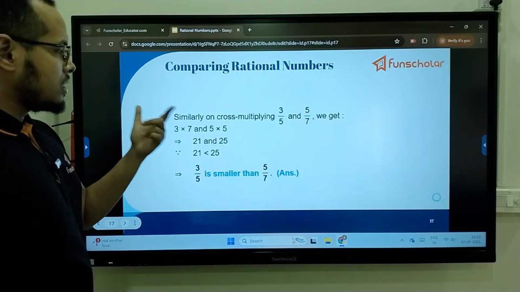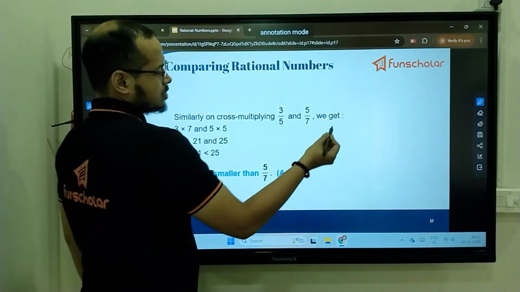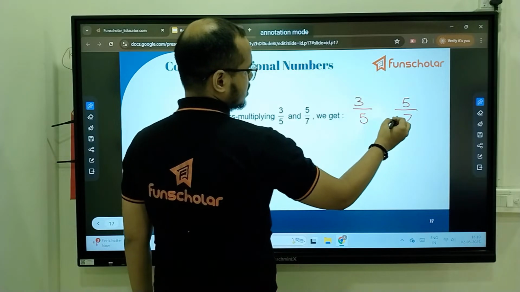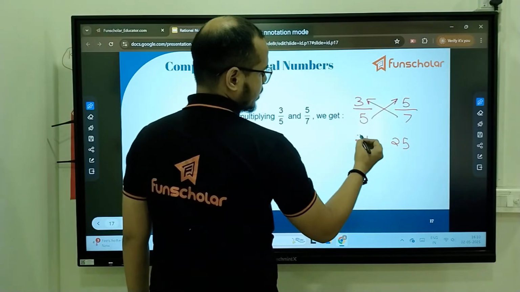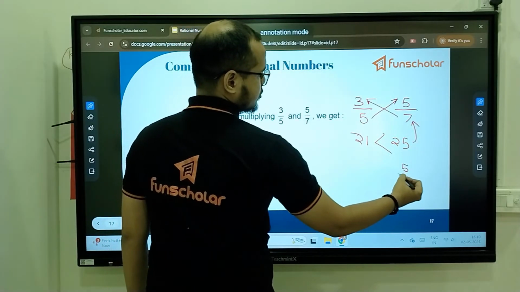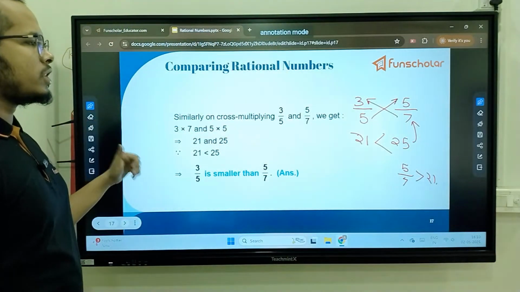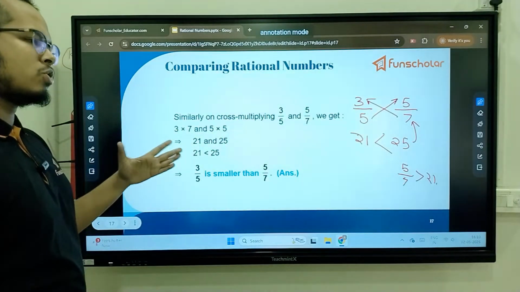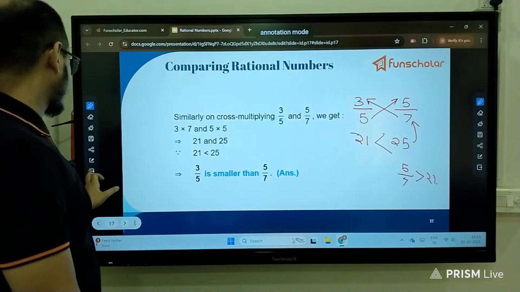See, this particular method is also true. We can also utilize this. We have two numbers, 3 by 5 and 5 by 7. This cross multiplying method gives 21 and 25. We know 25 is greater, and 25 was here, so 5 by 7 is greater than 3 by 5. But I will suggest you use the LCM method, because with that method we can compare more than two numbers. With cross multiplying, we can only compare two numbers at most.